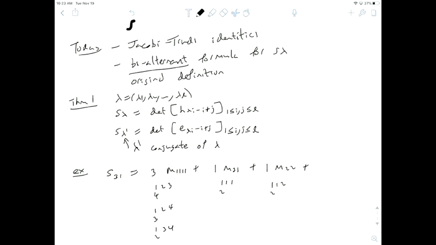Anything else I could have? Let's try 2-1-1. So I could have 1-1-2-3. Anything else? I could do 1-1-3-2. So this is 2. Okay, so that's the monomial expansion of the Schur function. Any questions with how we got this? So we counted. The partition of the monomial tells us the alphabet that we have.